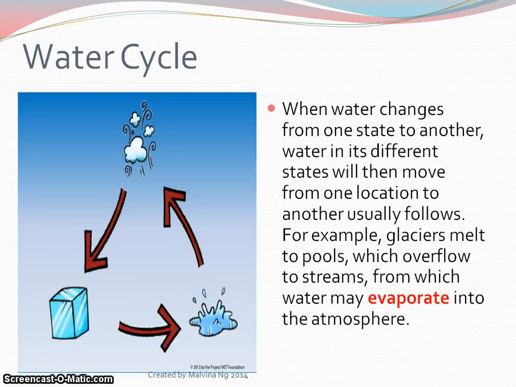When water changes from one state to another, water in its different states will also move from one location to another. For example, glaciers melt into pools which overflow to streams, from which water may evaporate into the atmosphere.